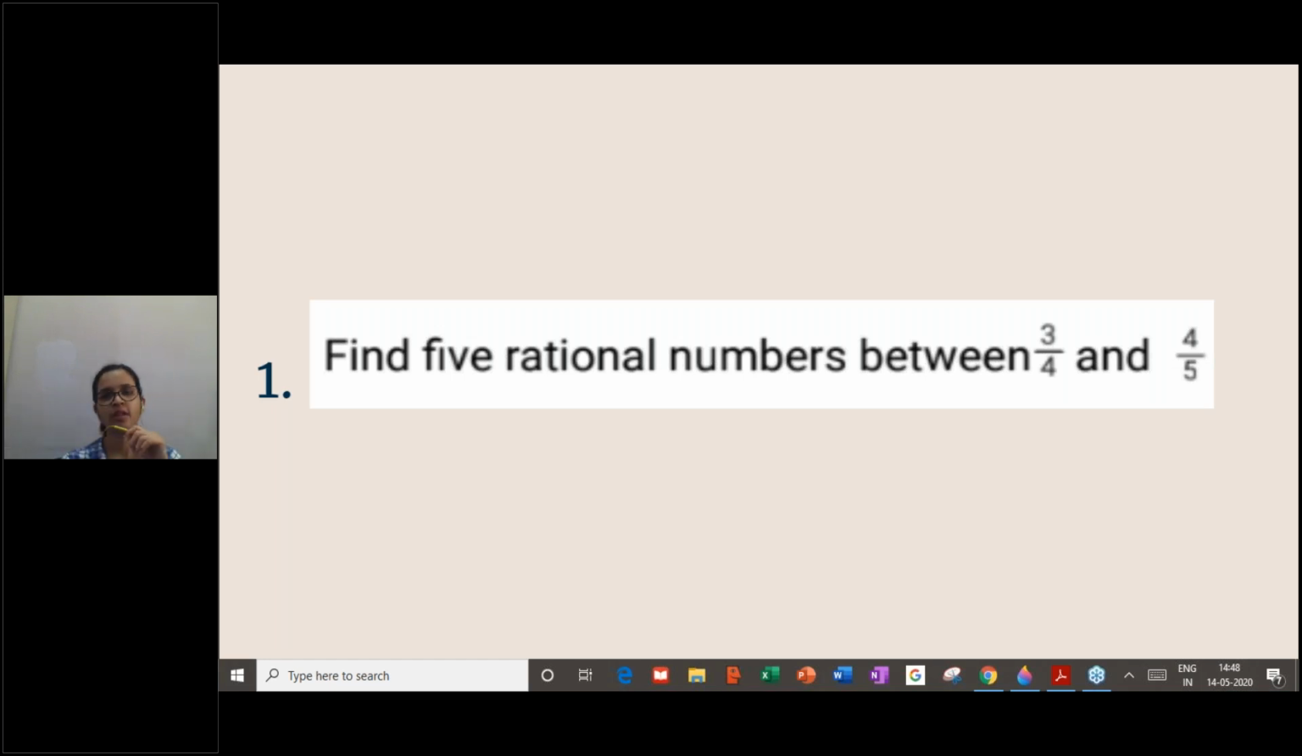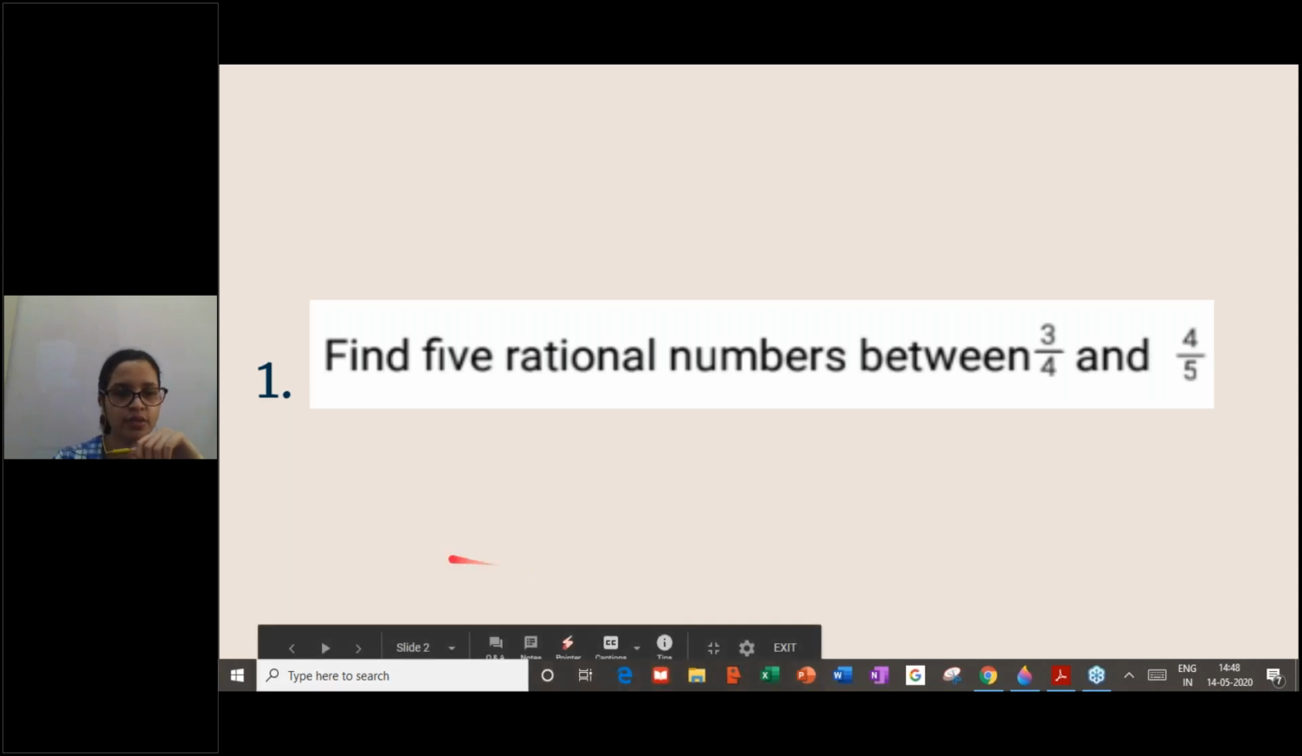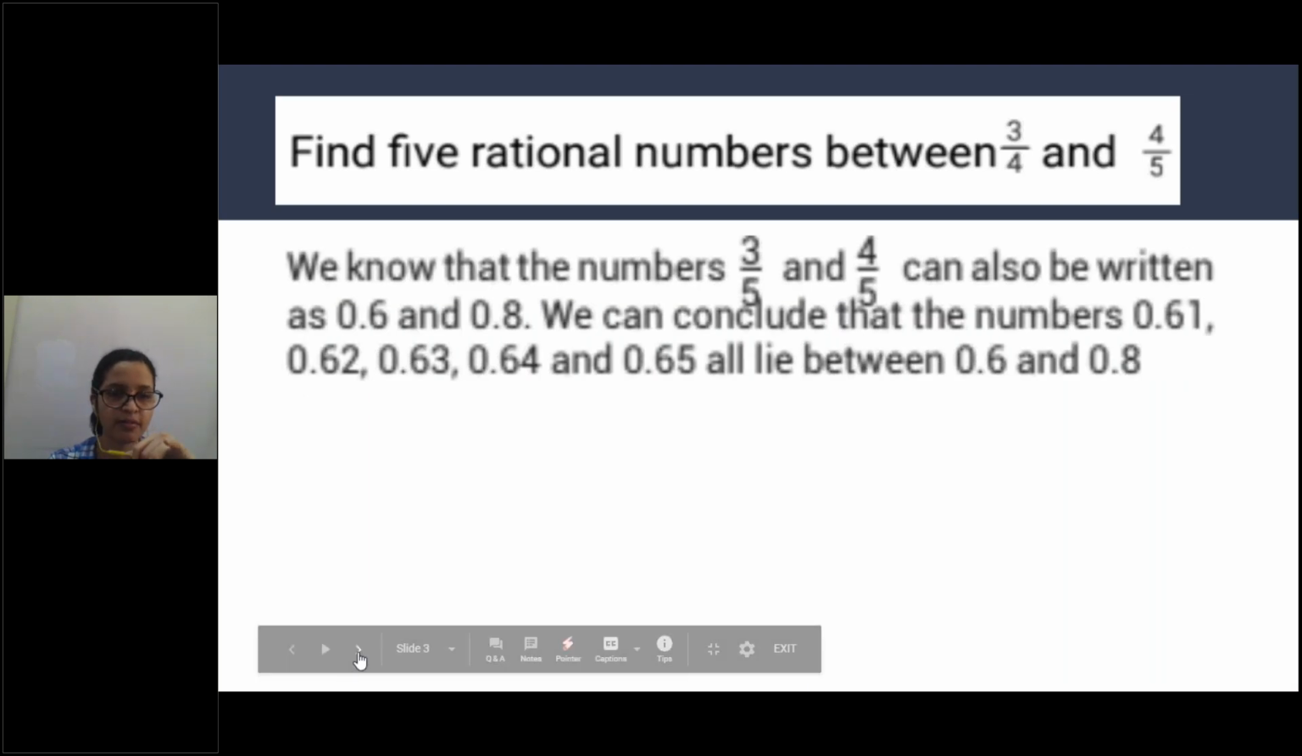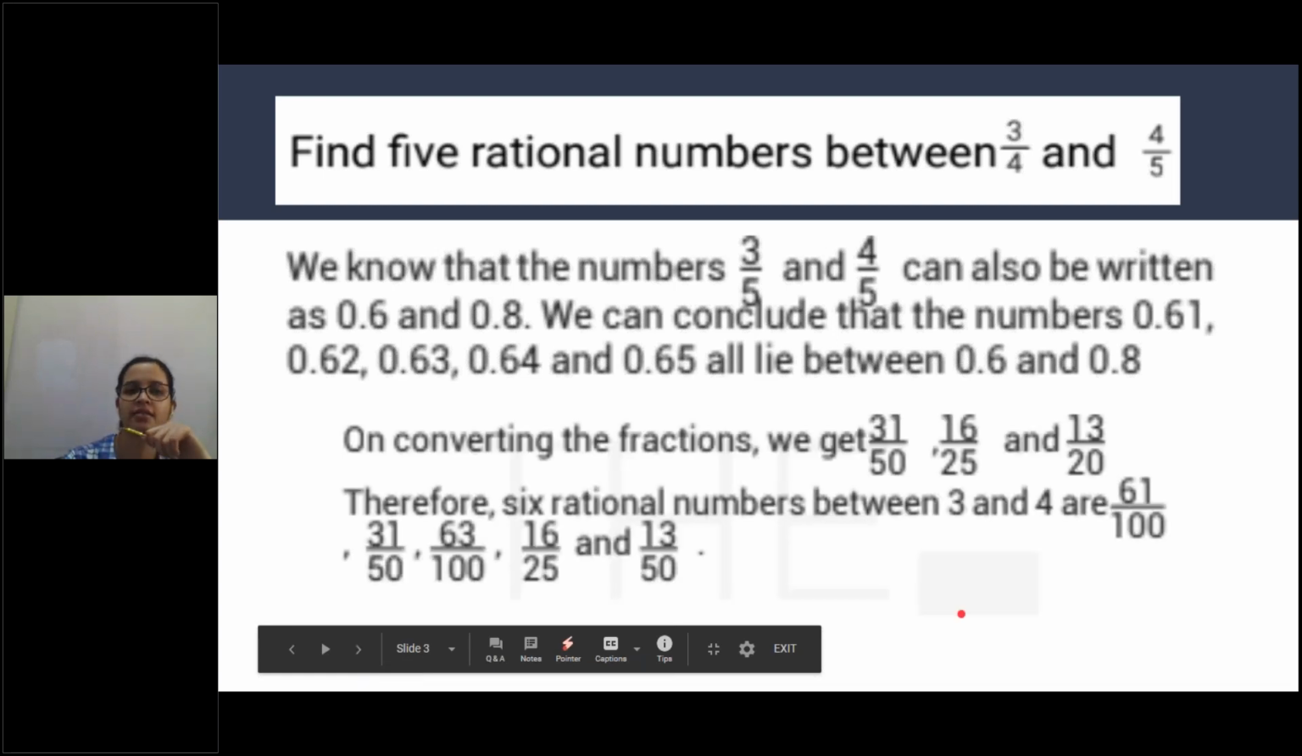Okay, so guys, when you convert this fraction into decimal form, 3 by 4 is 0.6 and 4 by 5 is 0.8. So any rational number between 0.6 and 0.8 will fit the criteria. Let me show you the solutions. There you go. So 0.61, 0.62 or 0.7, something like that. Those of you who did not get the answer, you can just refer to this and write this down.